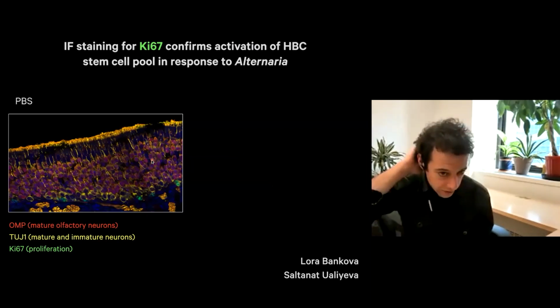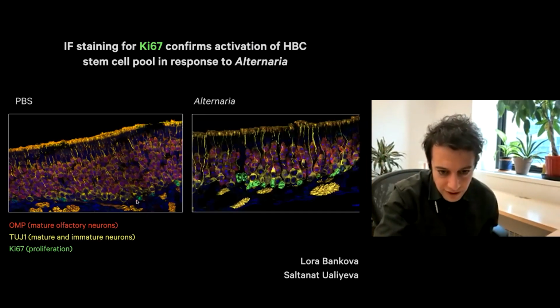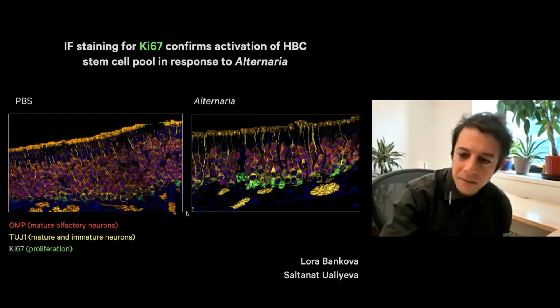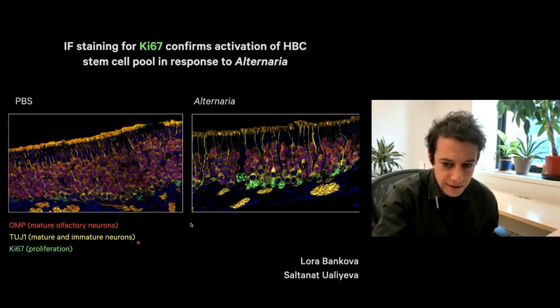So then Laura's group stained for Ki67 and confirmed that there's this green staining. Oh, sorry, this is PBS, so this kind of relatively rare green staining. But after Alternaria, we saw this increase in proliferating basal cells. So these are the stem cells of the olfactory epithelium, and they exist along the basement membrane. And so green here is the proliferation marker. We can see these nerve bundles stained for TAJ1 and these olfactory sensory neurons. And OMP is the mature sensory neurons, just to orient you.